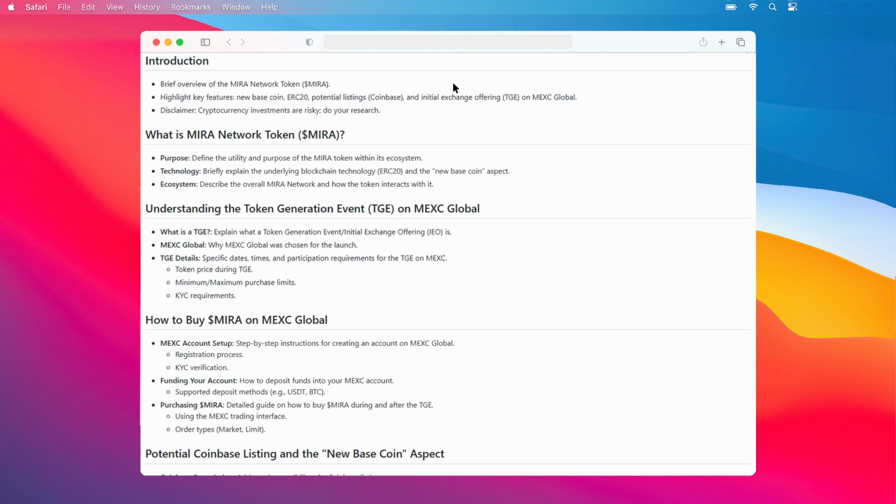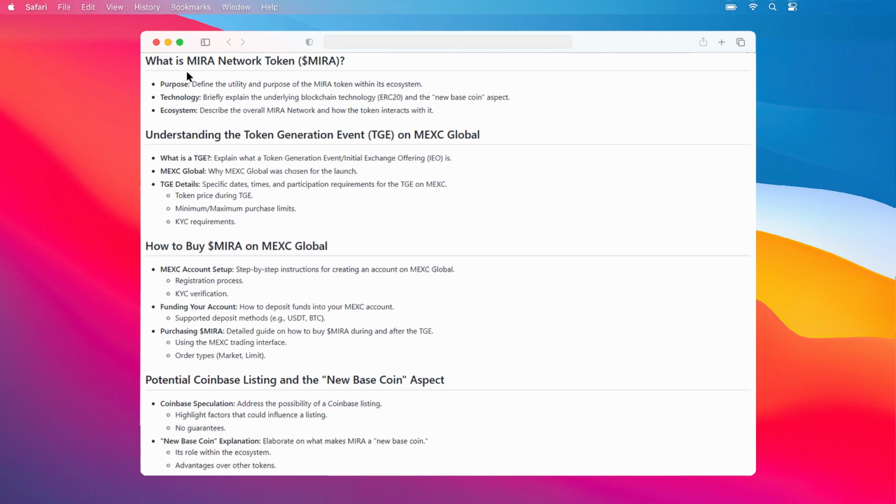Let's define what the Mira network token actually is. We'll explore its utility and overall purpose within its ecosystem, along with a brief look at the underlying blockchain technology, specifically its ERC20 nature and what's meant by being a new base coin, and how this token integrates with the wider Mira network.